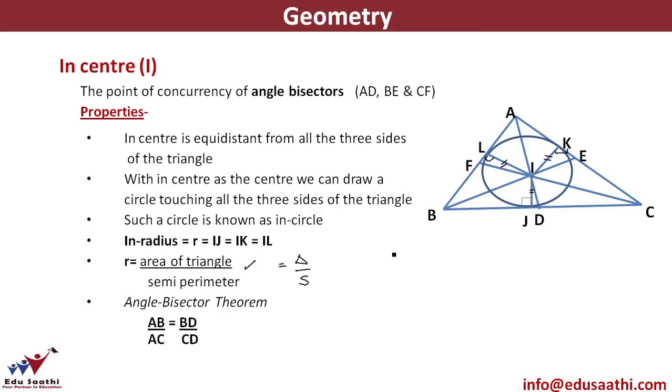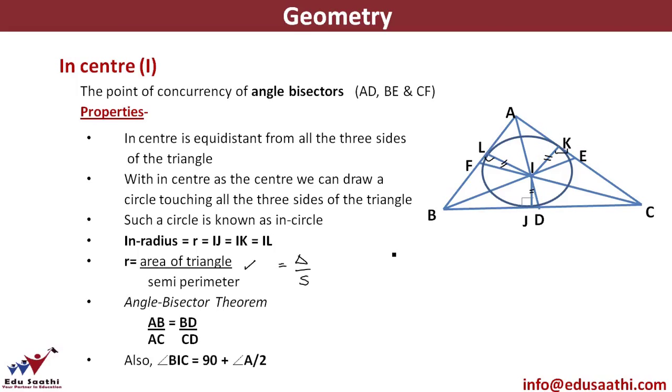Now if I have to apply angle bisector theorem here, I would say if I talk about the angle bisector AD would be dividing the opposite side BC in the ratio of the sides containing that angle. That means AB over AC would be equal to BD over CD or BD over DC, whichever way you want to write.